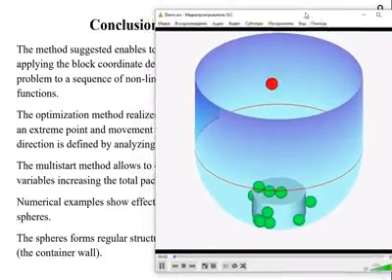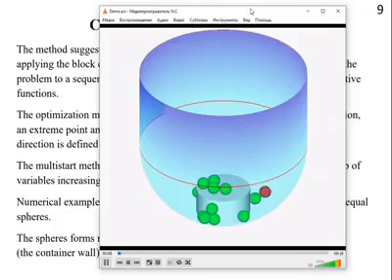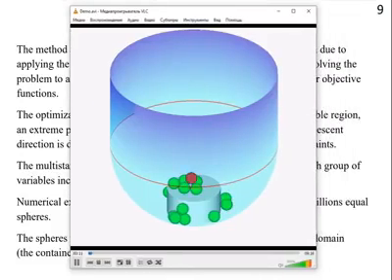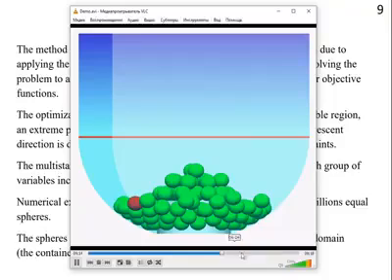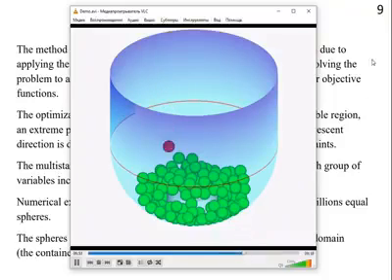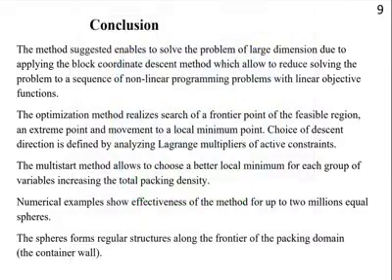Choice of descent direction is defined by analyzing Lagrange multipliers corresponding to active constraints. Numerical examples show effectiveness of the method for up to 2 million equal spheres. Stoyan's phi-function method allows adapting the developed method to pack spheres into containers of arbitrary spatial shapes. The method can also be extended to pack unequal spheres.